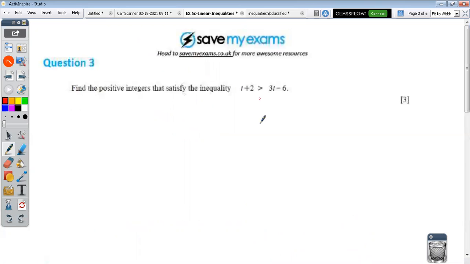Now, can you solve this without the teacher? Find the positive integers. You can't find them without solving. You have to solve. Quickly try to solve what I've been doing there. I'll give you a minute.